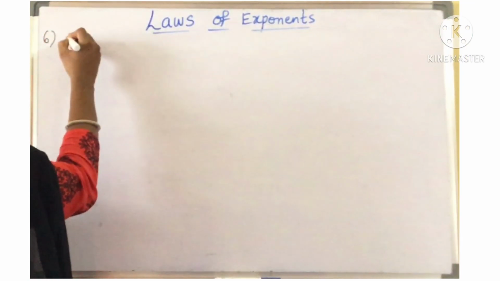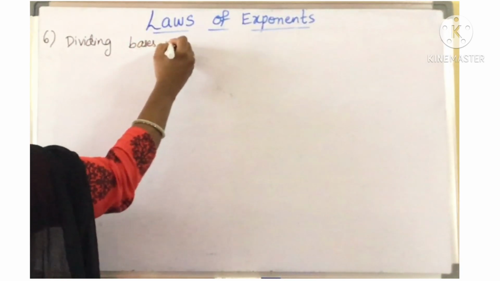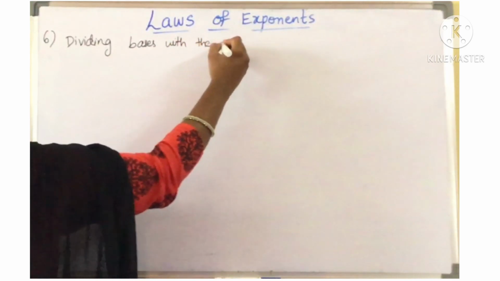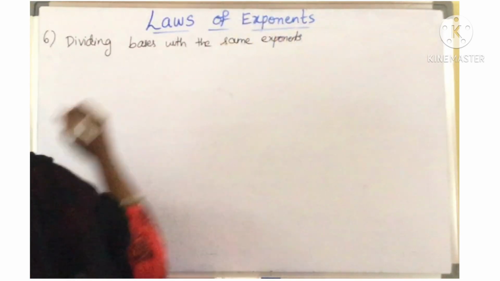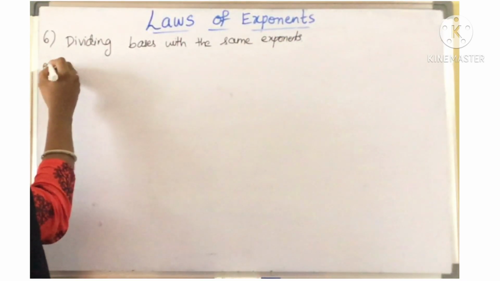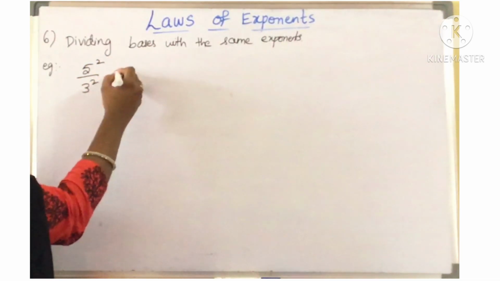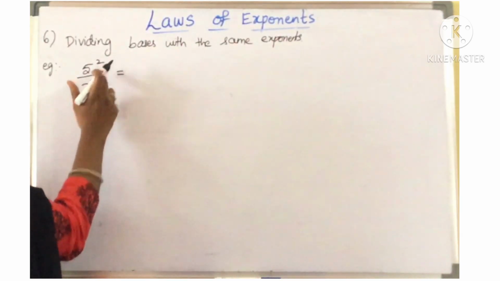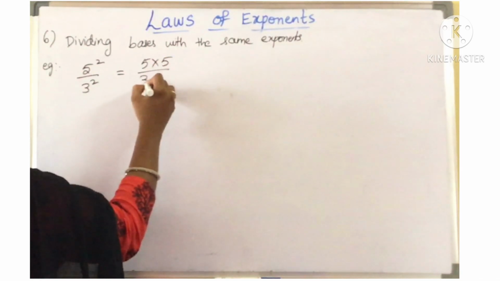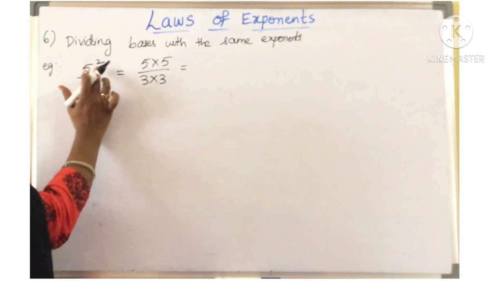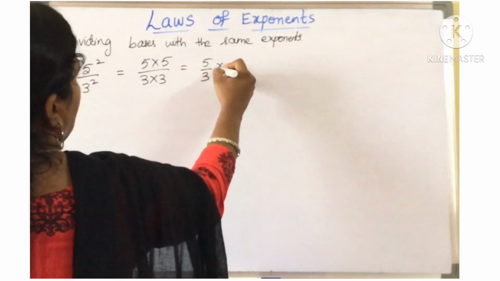Next, the sixth one, dividing bases with the same exponents. Example, here the bases are different. 5 square by 3 square I will take. Okay. Here the bases are different but the power is the same, 2 and 2. How do we write this, children? 5 into 5 by 3 into 3. So when you expand 5 into 5 by 3 into 3, I write this separately: 5 by 3 into 5 by 3.